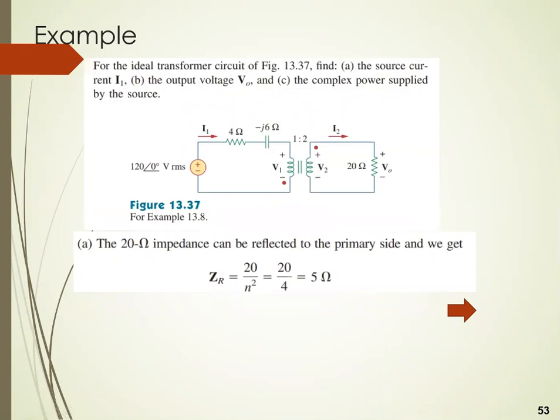So in this case, we have an ideal transformer. Again, I know this is ideal because of this terminology here. And we want to find the source current. And we also want to find the output voltage here and the complex power supplied by this source. Okay. So we're going to use the method to transform the impedance so that we can eliminate this and come up with just a simpler circuit, right?